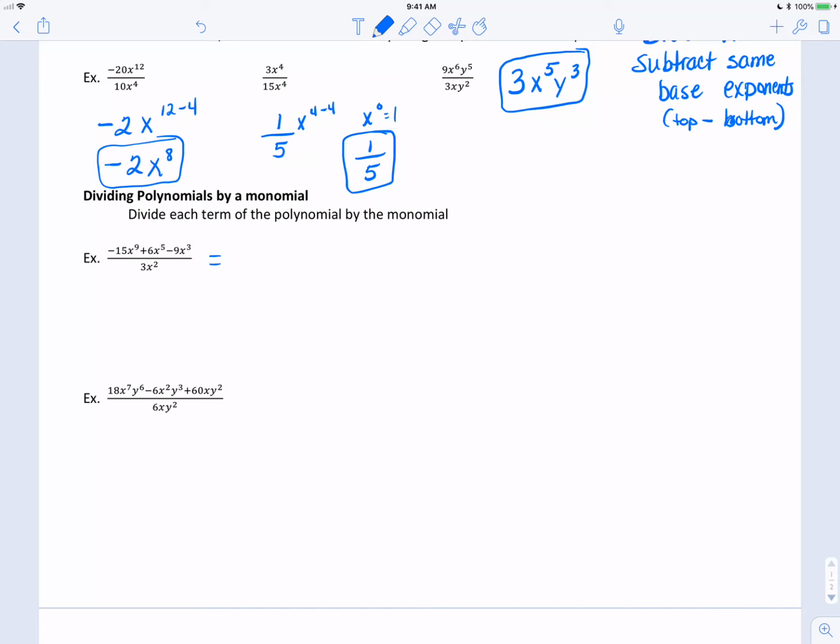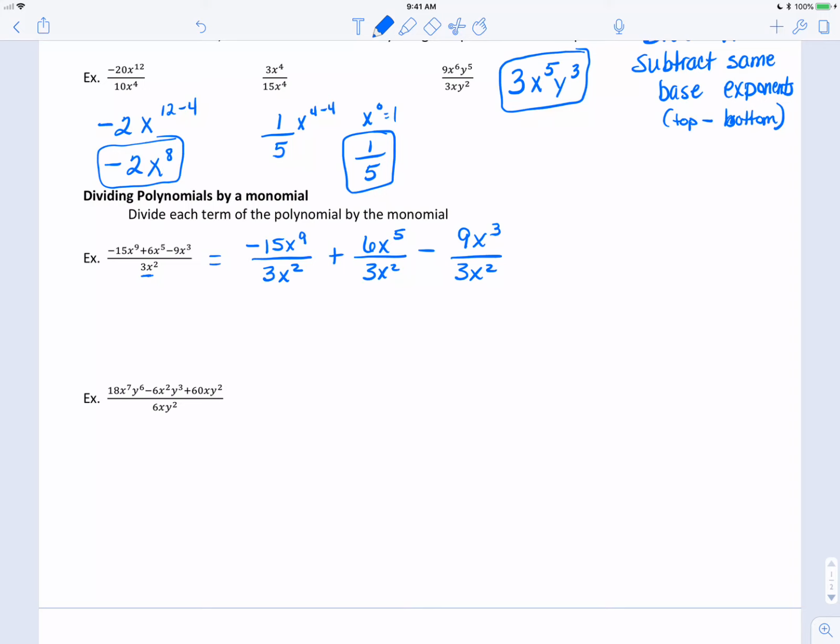But we're going to just take every one of these terms on the top, and we're going to break it up and divide every one of these terms by that term that's on the bottom, our denominator. All I'm doing is writing it out so that we can divide every one of those terms by a monomial. As long as this is just one term on the bottom, all we have to do is divide every term in the numerator by that one term in the denominator.